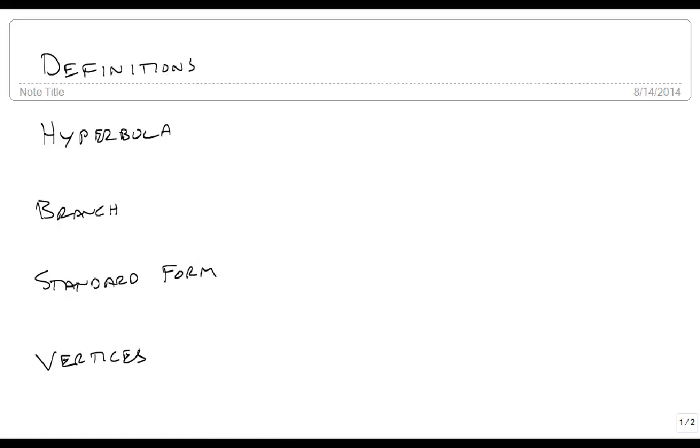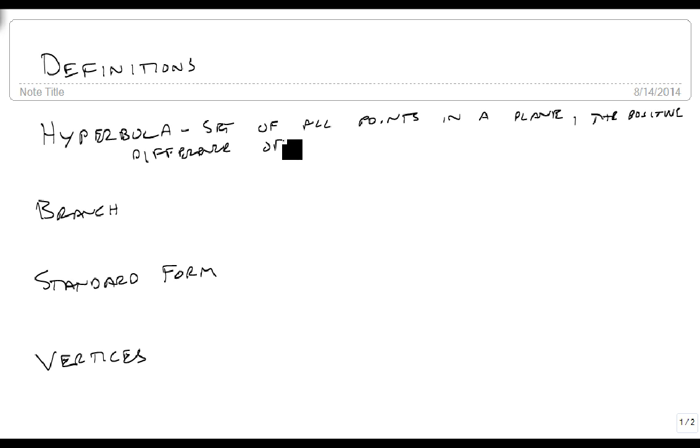Let's give some definitions related to hyperbolas. A hyperbola is a set of all points in a plane where the positive difference of whose distance from two fixed points called foci, that seems familiar to you, is constant.